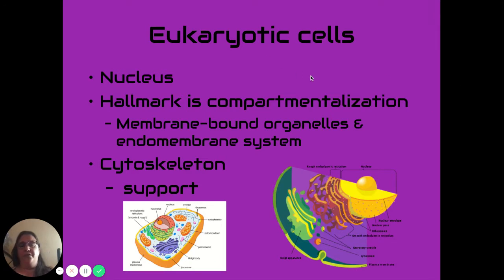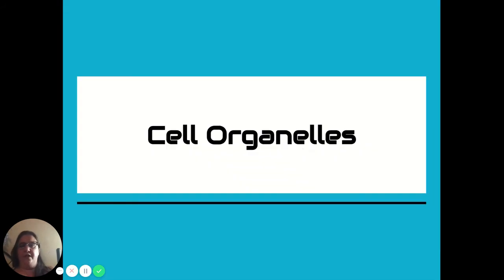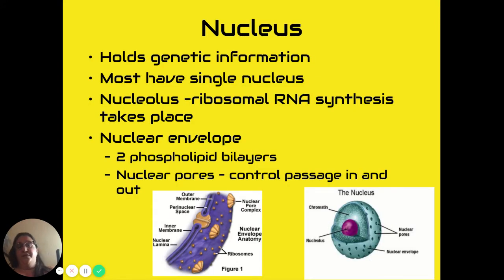The hallmark of eukaryotic cells is that they have compartmentalization. They have separation inside their cytoplasm. One of those pieces is a nucleus, and the nucleus has a double membrane around it, and it's going to contain the DNA. Another thing that eukaryotic cells have is a cytoskeleton that provides support. So let's talk about those organelles. First we have the nucleus, which again holds the genetic information.